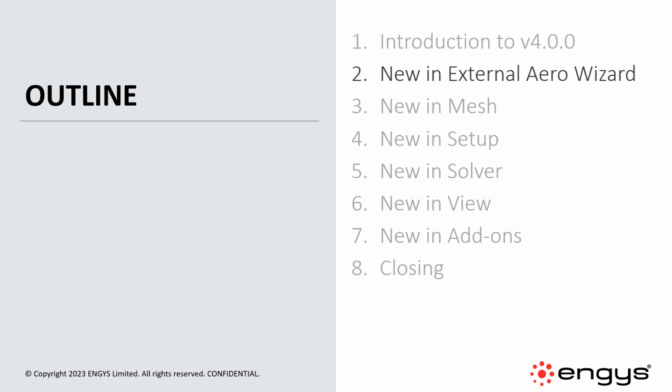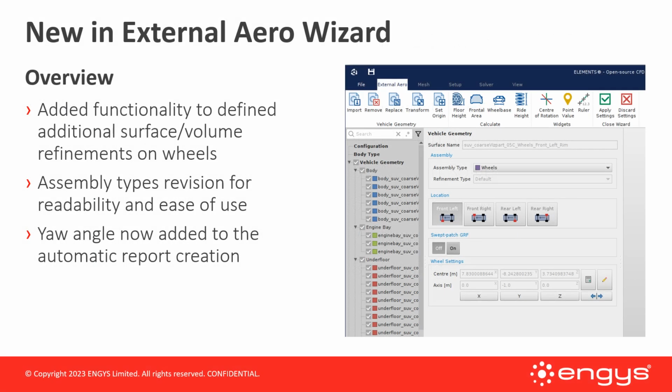Let's see in more detail the enhancements in each aspect of Elements, starting with our External Aerodynamics Wizard interface. We have added functionality to define additional surface and volume refinements on wheels, revised assembly types for readability and ease of use, and the yaw angle feature is now added to the automatic report creation.